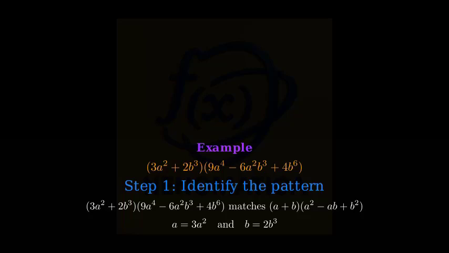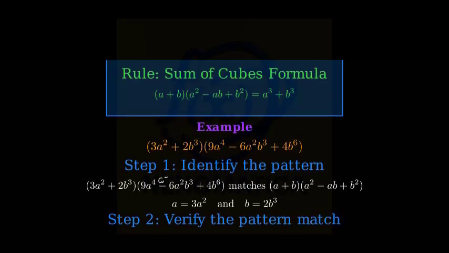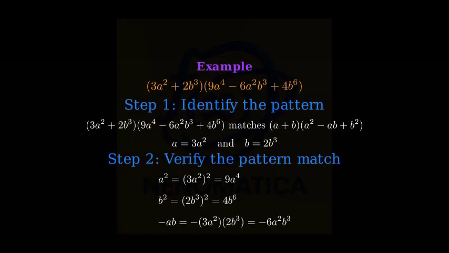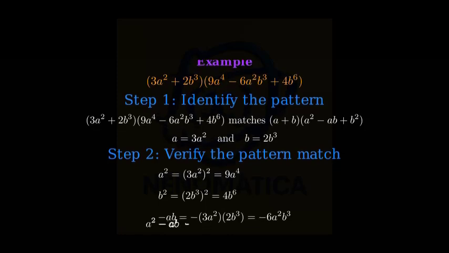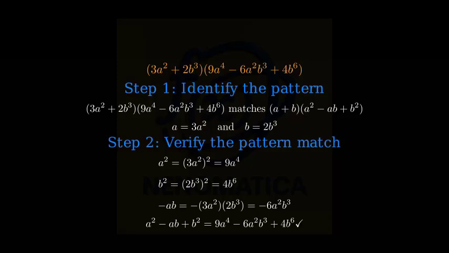Let's verify that this is indeed the correct pattern match. If a equals 3a squared, then a squared equals 9a to the fourth. And if b equals 2b cubed, then b squared equals 4b to the sixth. Also, the middle term should be negative a times b, which is negative 3a squared times 2b cubed, which equals negative 6a squared b cubed. So indeed, our second bracket is exactly equal to a squared minus ab plus b squared with our substitution of a equals 3a squared and b equals 2b cubed.